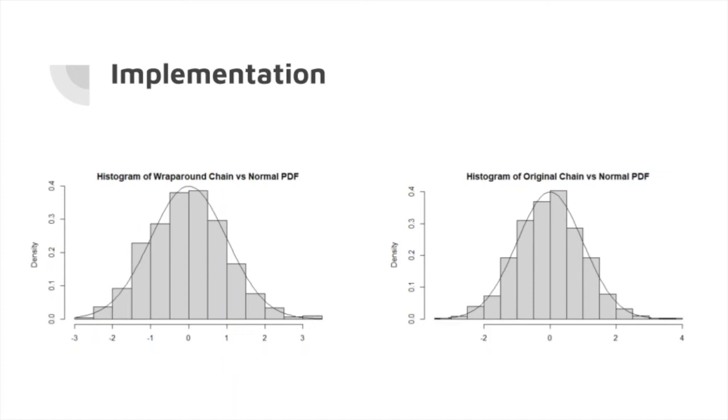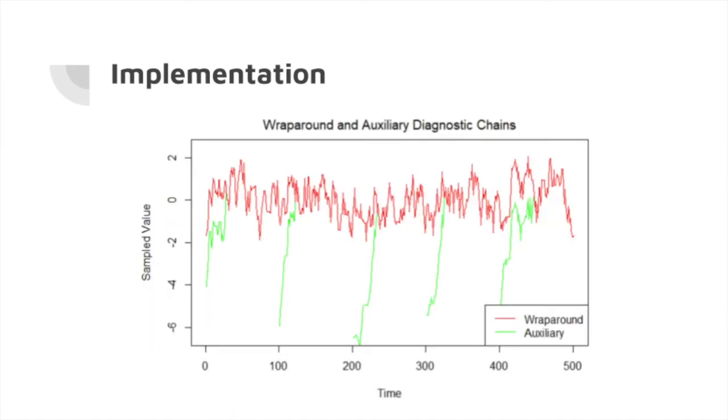And then finally, we can, like Neal does in his paper and like we talked about before, also do the auxiliary diagnostic chains and see pretty quick coalescence, which implies that we've kind of converged to the distribution that we want.